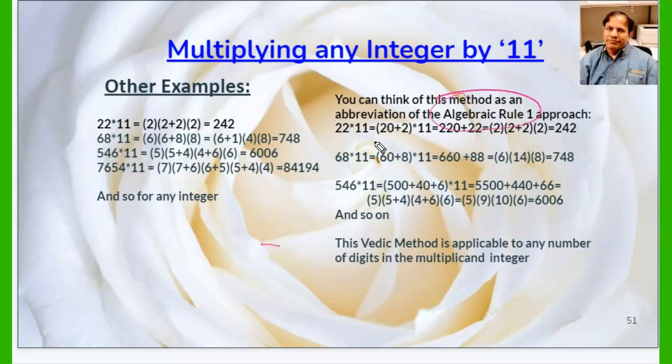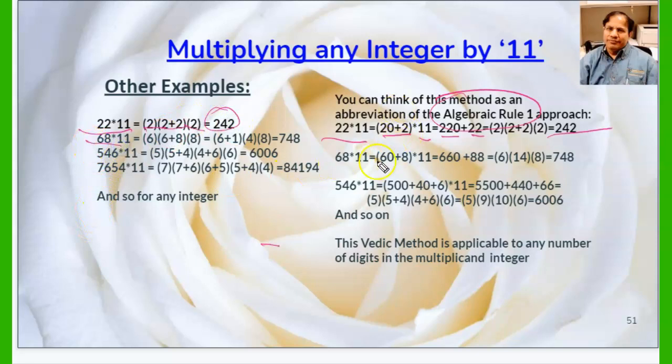You can think of method 3 in terms of algebraic rule 1. You can write 22 times 11, expanding 22 as 20 plus 2, times 11. Then we use rule number 1 and write 20 times 11, distributing 11 inside, and then 2 times 11 is 22, so you end up with 242, which is the same thing as writing the left digit 2, then adding 2 plus 2 is 4, and then the last digit is 2, ending up with 242.